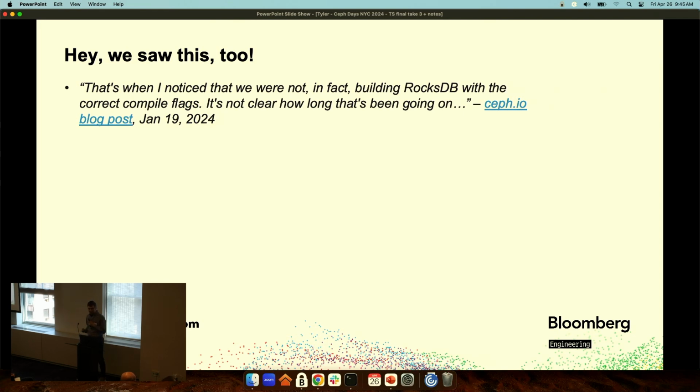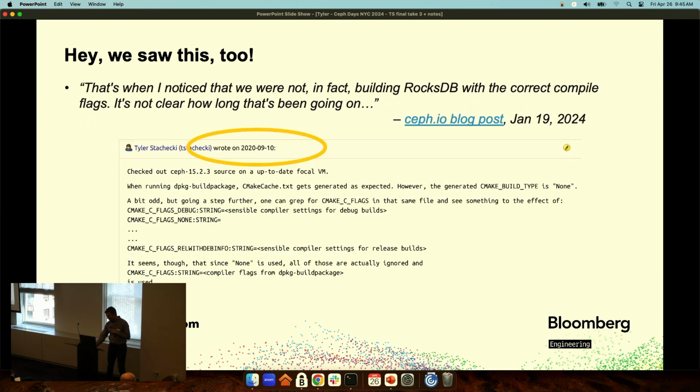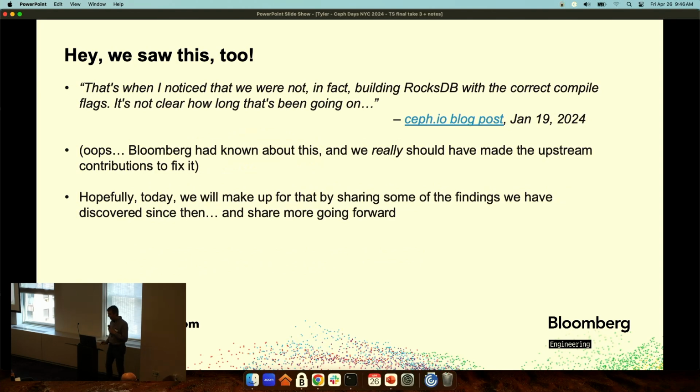There was a Ceph.io post in 2024, and this made me feel terrible when I saw it, because I had opened a case in 2020 with this same exact issue. So if you saw it in certain vendors' packages, I apologize. We should have done a better job there and actually gotten that all the way upstream. I will take responsibility for that, and hopefully some of the things today, like the NUMA balance that we show you, we can actually get back into the Ceph tree.